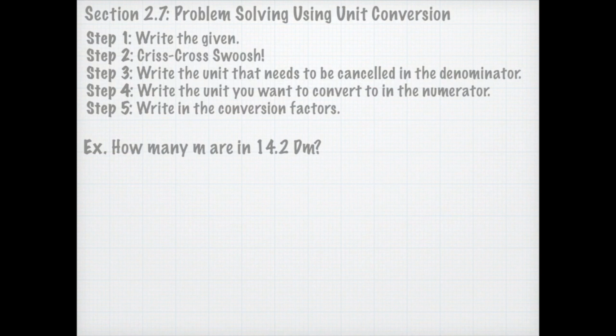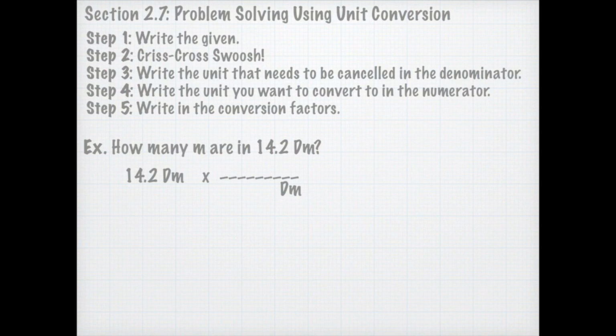So if I give you 14.2 decameters and I want you to convert it to meters, you're going to follow these 5 steps. The first thing you're going to do is write your given, which is 14.2 decameters. Then you're going to crisscross swoosh, which is a multiplication sign and then a line, and you're going to write the unit that needs to be canceled in the denominator. So I'm going to put decameters on the bottom because I'm trying to get rid of that unit.